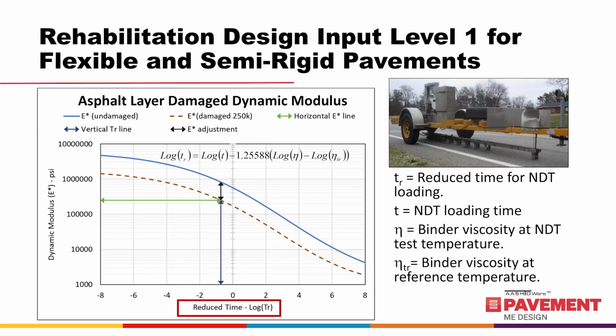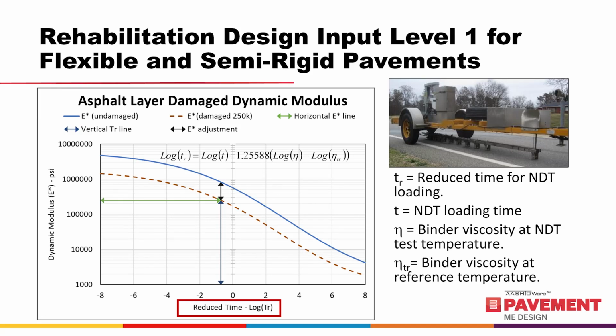The undamaged modulus is shown by the solid blue curve. The solid blue curve is defined by the laboratory measurements or the default calculated dynamic modulus using the regression equation in the software. So, it is a laboratory-derived master curve without any damage. And the damage modulus is shown by the dashed red curve. The dashed red curve is defined by the back-calculated elastic modulus and the reduced time for a frequency of 10 Hz, and the average mid-depth temperature of the asphalt layer.